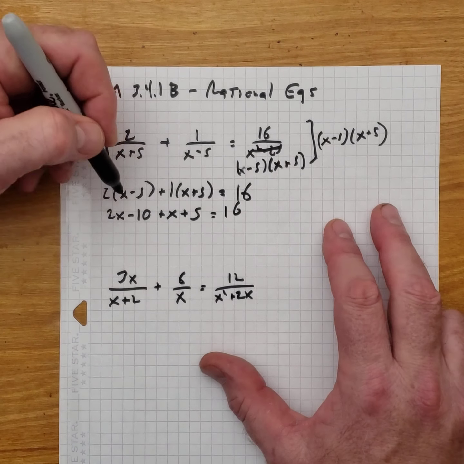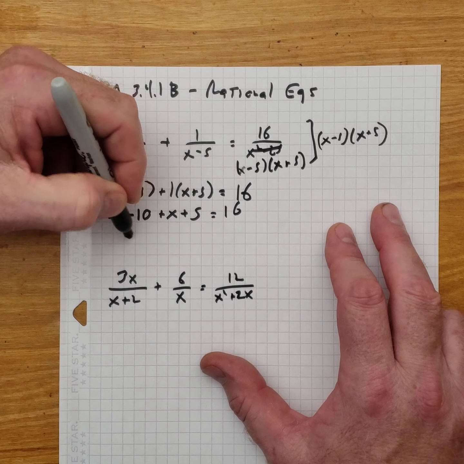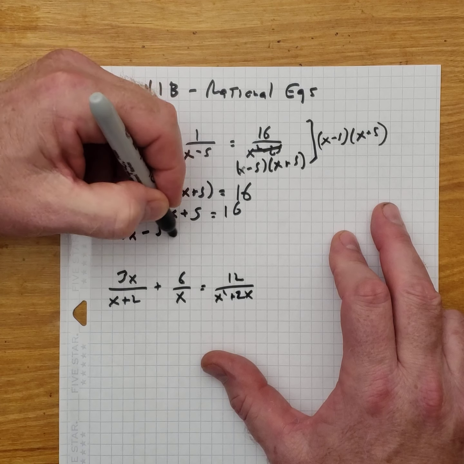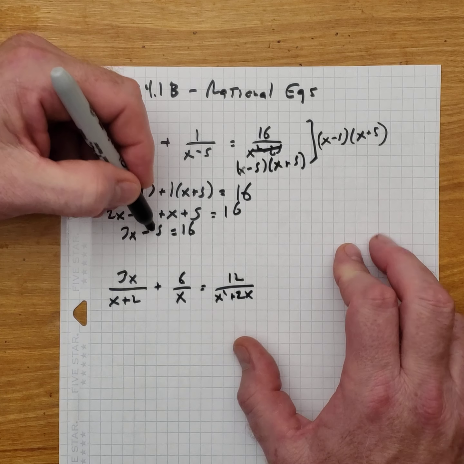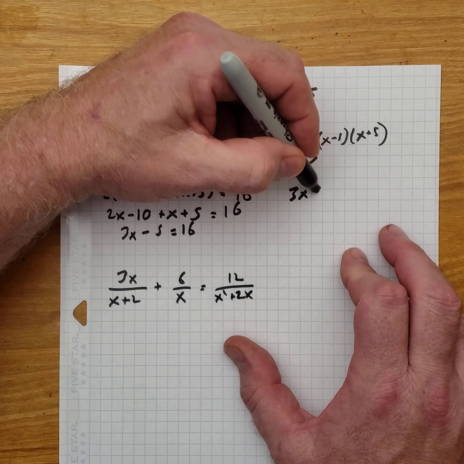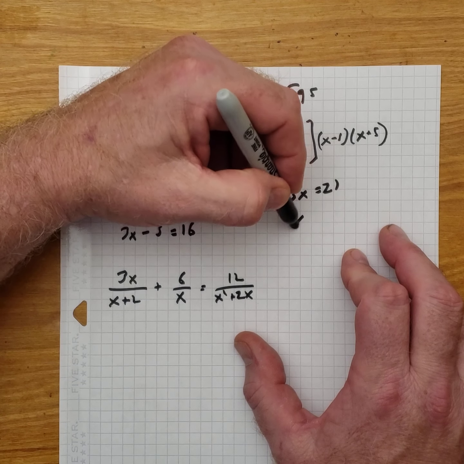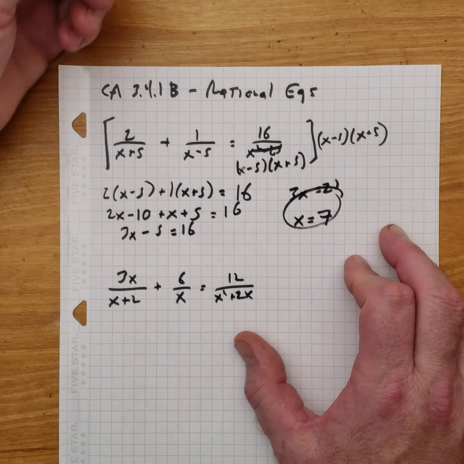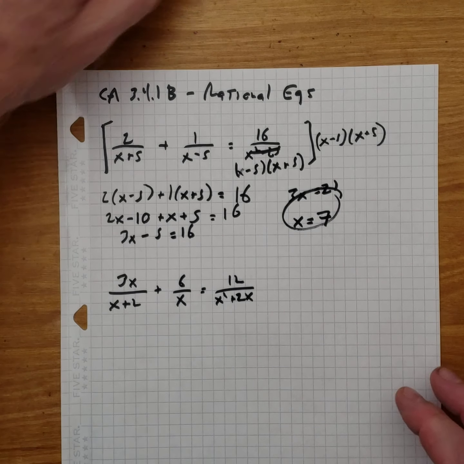I don't think so. Okay, so 2x plus x is 3x, minus 5 equals 16. Add 5 to both sides. We get 21 over here. 3x is equal to 21. Divide both sides by 3. We get x is equal to 7. Done. Okay, that's all there is to it.